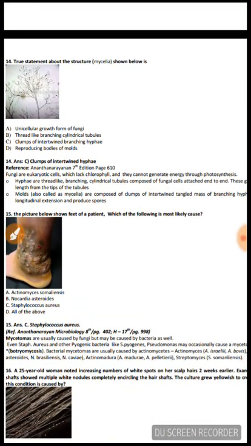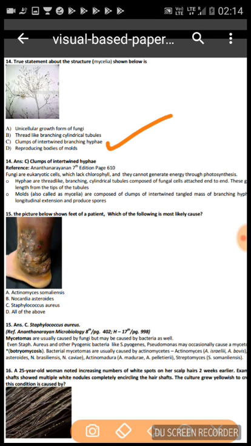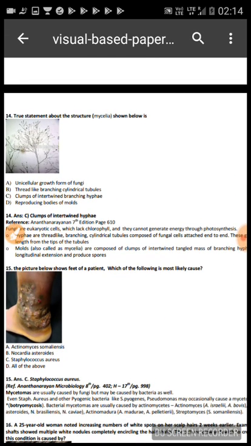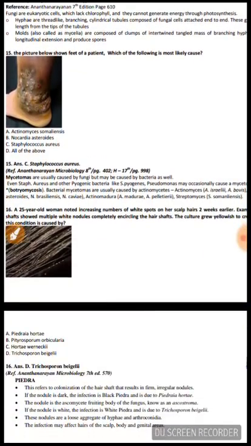True statement about this structure shown below is: unicellular grown form of fungi, no; thread-like cylindrical tubes, no; clumps of intermingled branching hyphae, yes. So these are basically clumps of intermingled hyphae. So you must know different types of fungi, aspergillus, how it looks, what angle it makes, so that you can identify it easily and should not waste your time in this type of questions. So do revise the mycology section from microbiology.